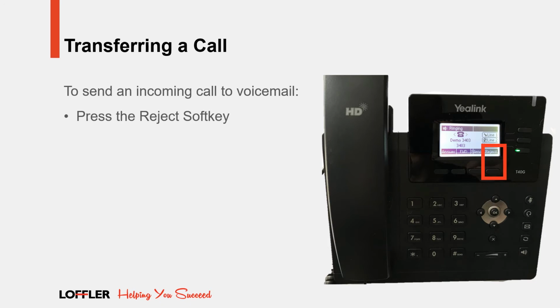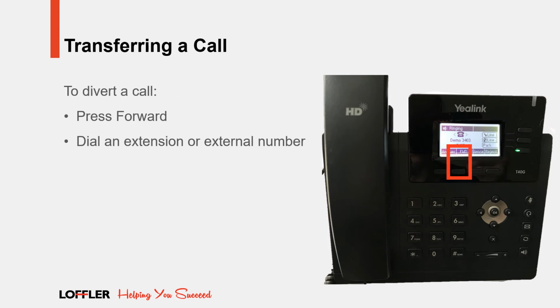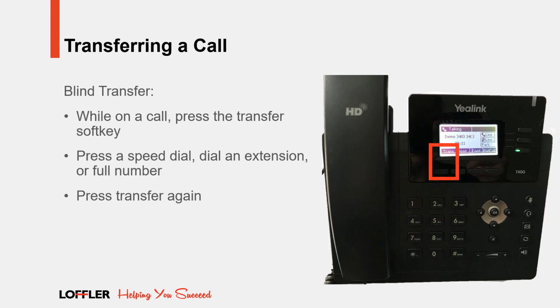To send an incoming call to voicemail, press the Reject soft key while your phone is ringing. To divert a call while your phone is ringing, press Forward and dial the extension or number you would like to forward the call to. To do a blind transfer while on a call, press the Transfer soft key. Press a speed dial, dial an extension, or enter a 10-digit number and press Transfer again.